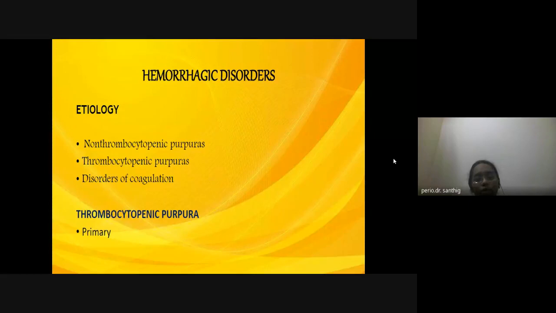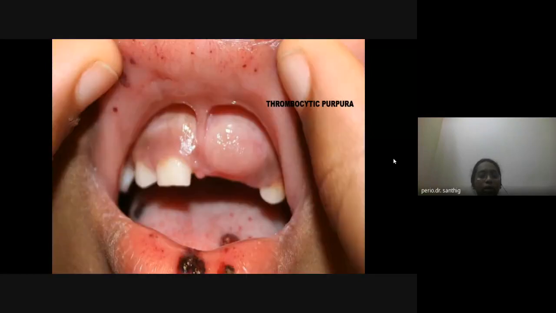Thrombocytopenic purpuras are related to platelet dysfunction. Thrombocytopenic purpura can be related to platelets, a decrease in the number of platelets. This is the condition with thrombocytopenic purpura.